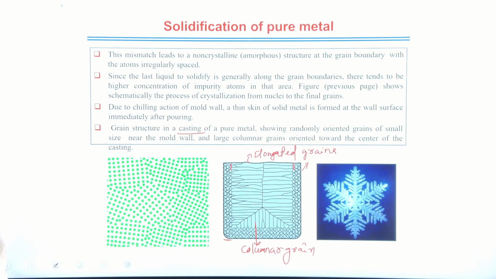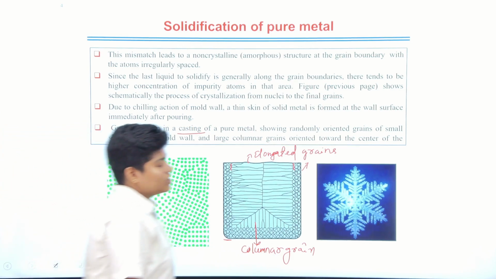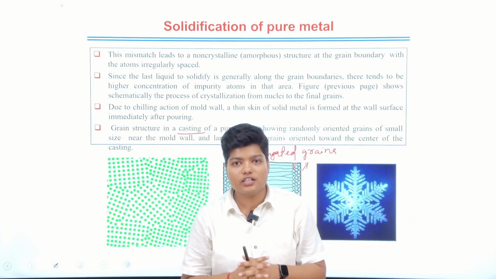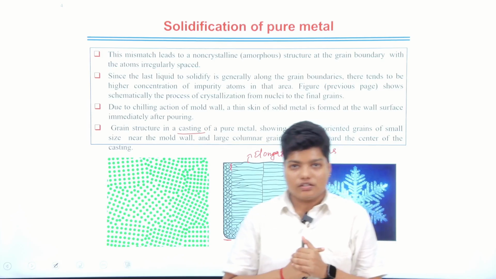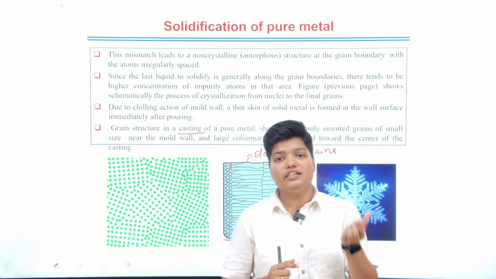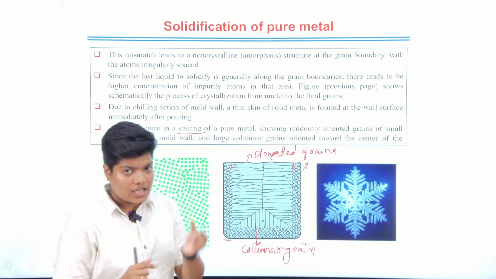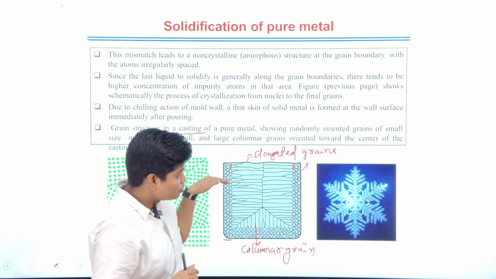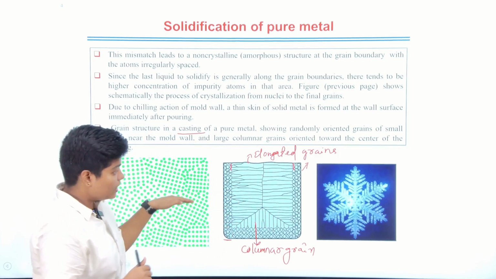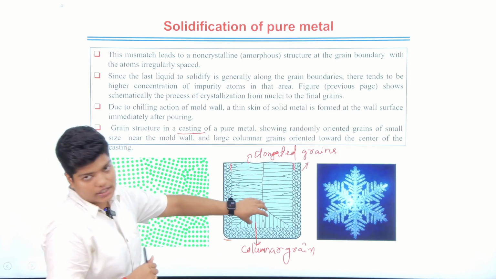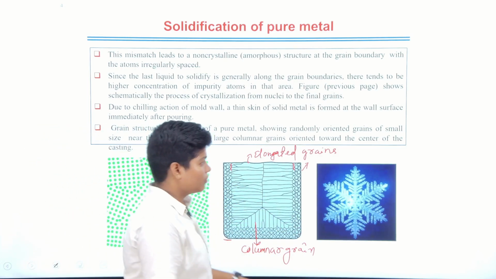Normally the casting of pure metal means we will see three types of grain: at the surface, towards the center, and in the center. At the surface, the thin tiny liquid metal will start to form solid metal, towards the center elongated columnar grains will be formed, and in the center the equiaxed grain will be formed.